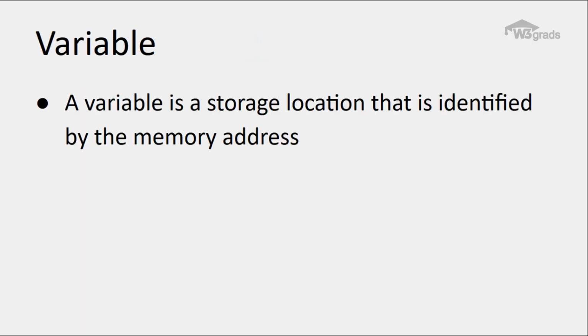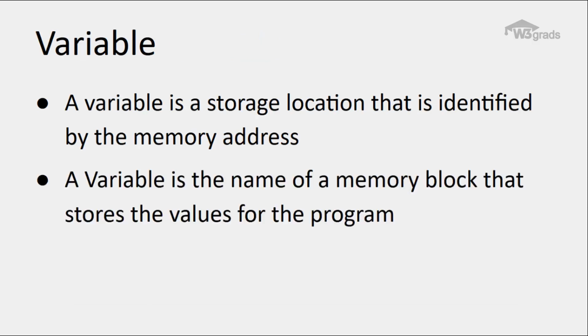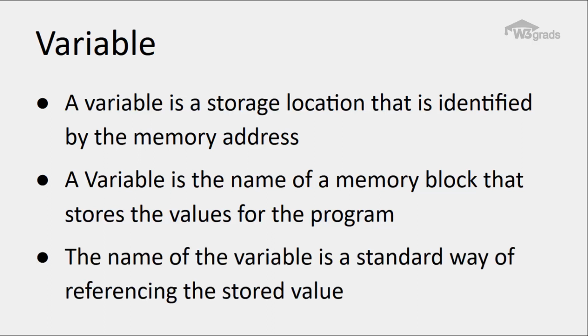The second one is variable. A variable is a storage location that is identified by a memory address. The variable is the name of a memory block that stores values for the program. The name of the variable is the standard way of referencing the stored value.